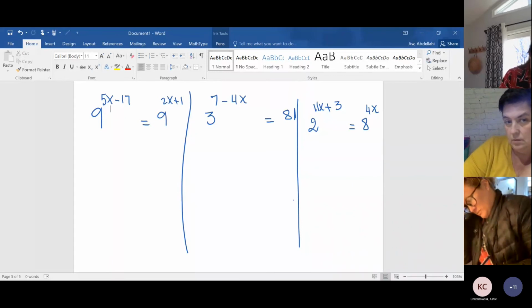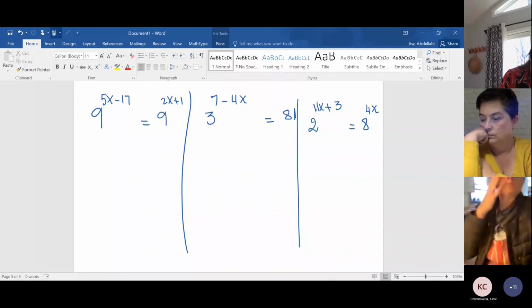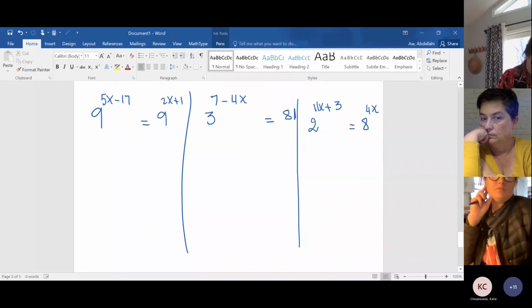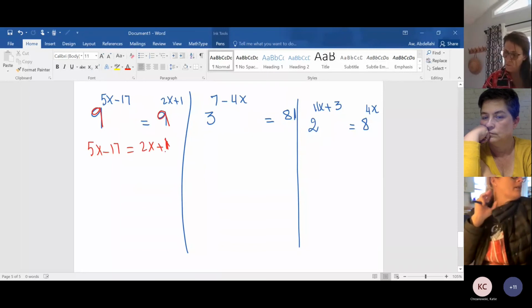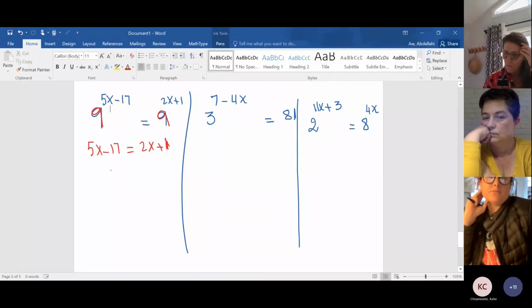So somebody, the first one right here, if you see something like that, please don't overdo it, right? So what is the equation you're going to set up? Somebody tell me what equation you set up for the first one. Isn't it just 5x minus 17 equals 2x plus 1? Exactly. Because we have the same base, base 9, 5x minus 17. Yeah, and then we're going to solve it, right?